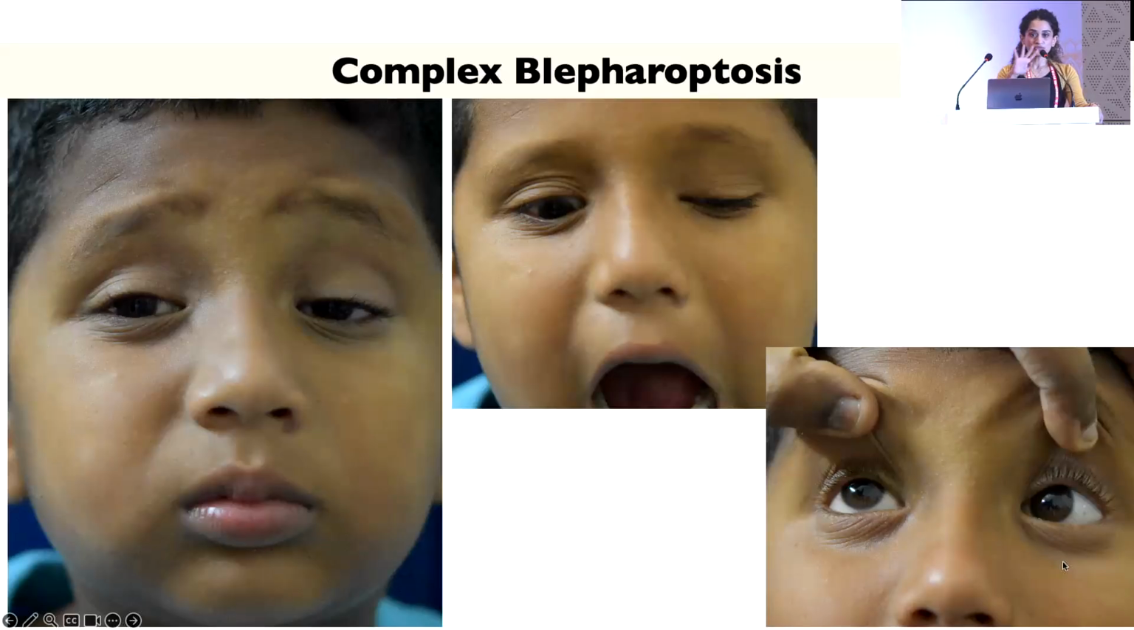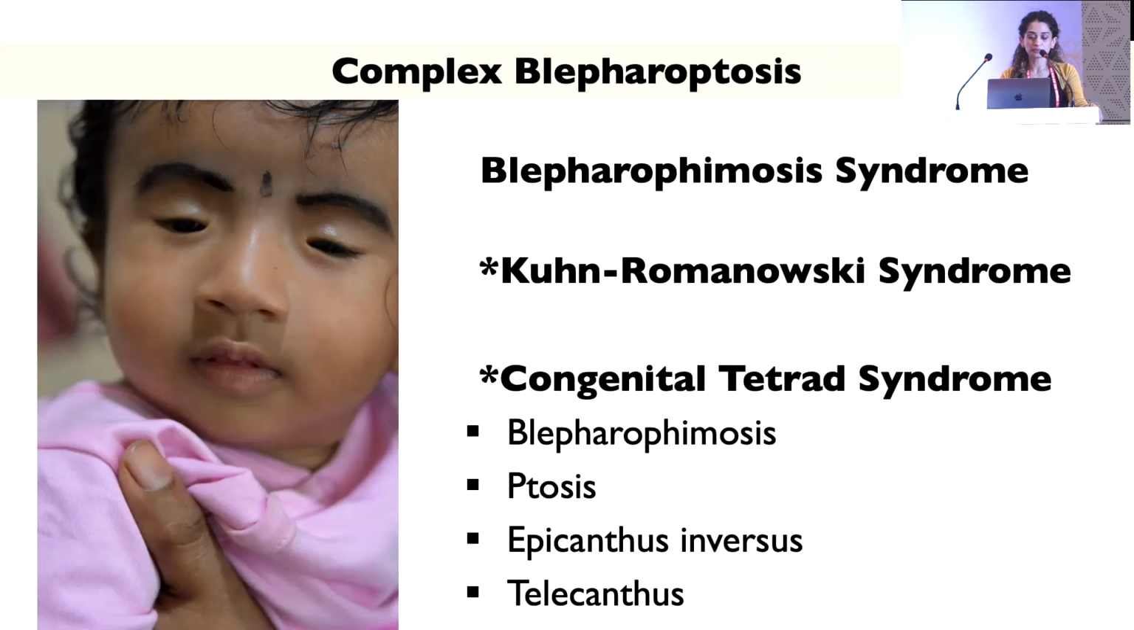So there is a lot of aberration going on here. There is weakness of levator palpebrae superioris going on here, and the superior rectus muscle is involved. So you can have complex to very complex blepharoptosis, and a clinical evaluation is very, very important because your management definitely depends and your outcome depends on your clinical evaluation.